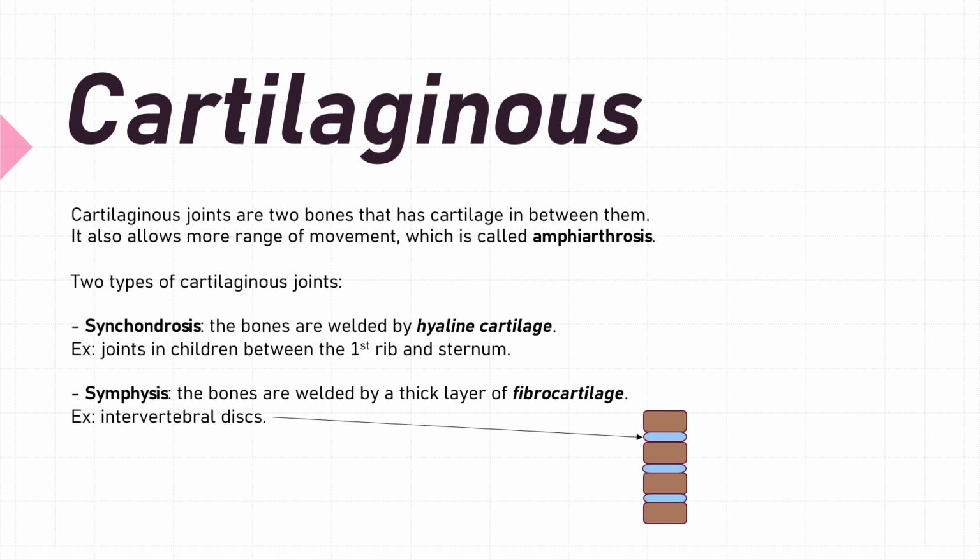synchondrosis. The bones are welded by hyaline cartilage. Example is joints in children between the first rib and sternum. Second type is the symphysis. The bones are welded by a thick layer of fibrocartilage. Example shows in the picture of the intervertebral discs.